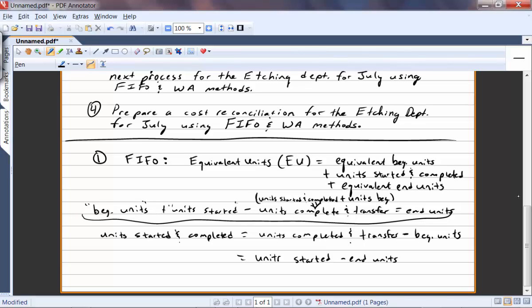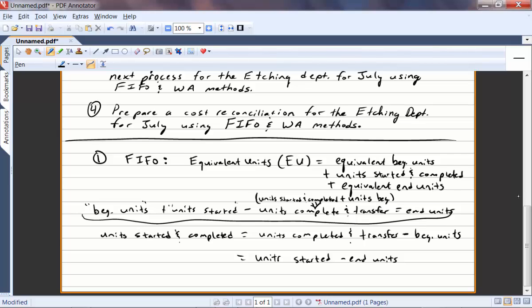However many units we started this period minus what's left. Of the units that we started, the ones that we completed are the same thing. Obviously, there's an implicit assumption here that whenever we complete a unit, the first ones we complete are the beginning units.